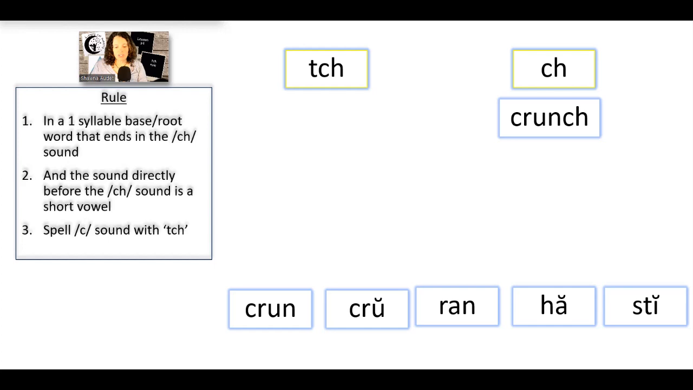If we look at the next one, CRU, I've got this little symbol above it to say, hey, that's a short sound. So that would be cr. And I want to turn this into crutch. Do I need to put a TCH or a CH to turn it into crutch? What do you think?